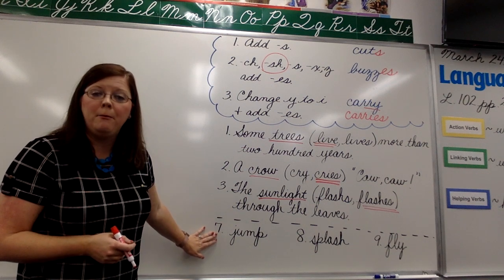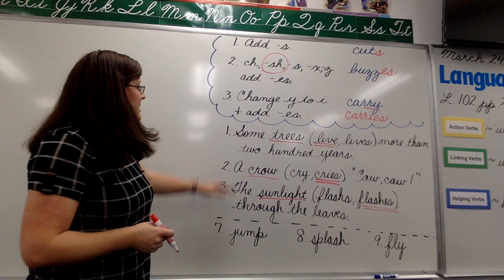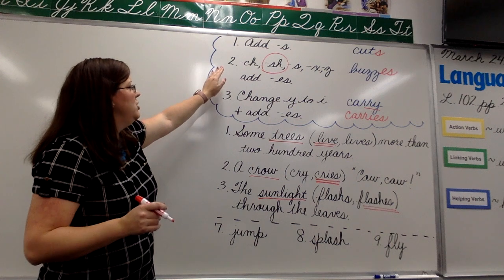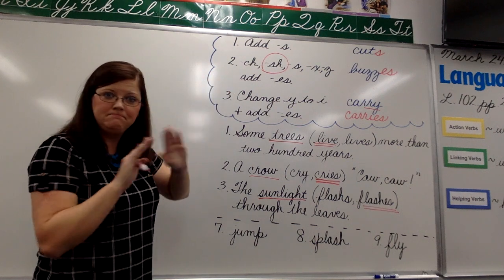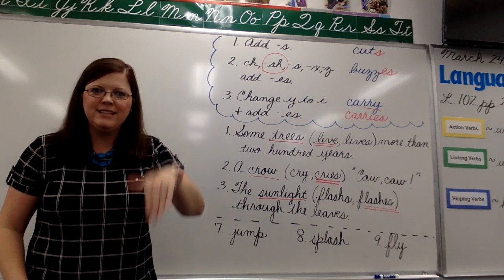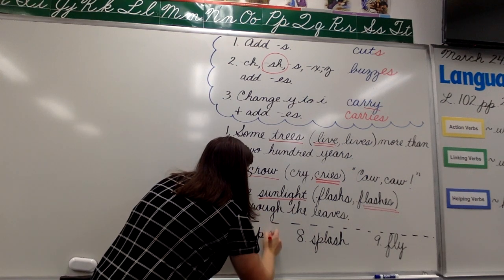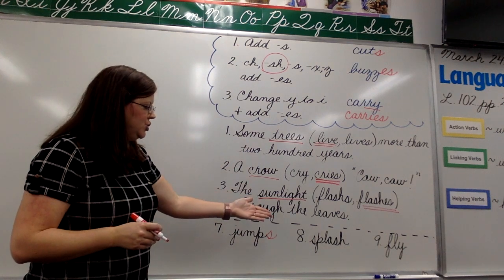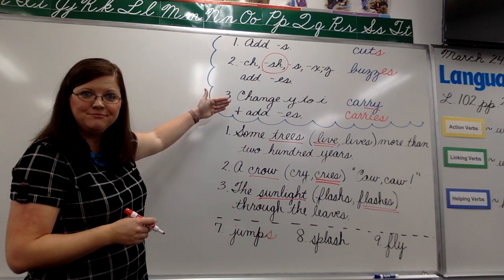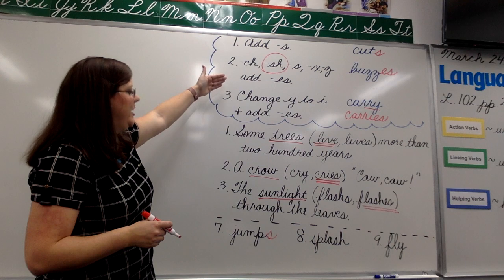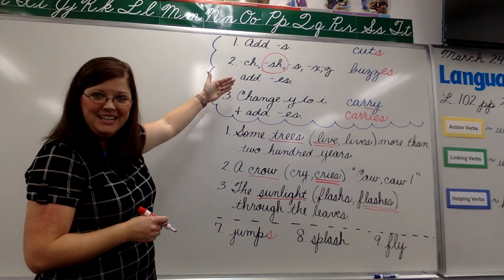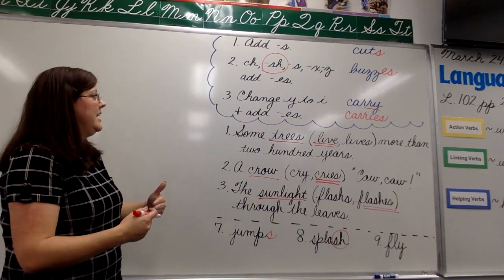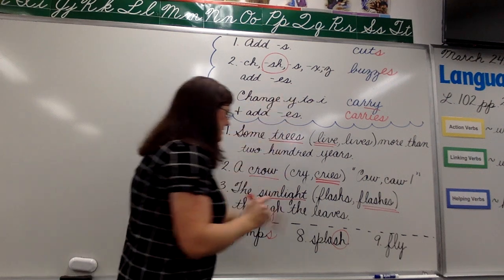Let's take a look at number 7 at the bottom. Number 7 is jump. Does it end with a Y? No, it doesn't. So we're not going to use rule number 3. Does it end with a CH, SH, SX, or Z? Nope. So guess what we're going to do? Just add an S. Jumps. We're done. Go to number 8. Splash. Does it end with a Y? No. Does it end with a CH, SH, SX, or Z? Yes, it does. Right here. The rule for that type of word is we must add what? An ES.